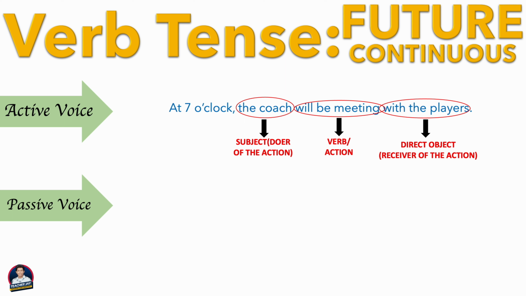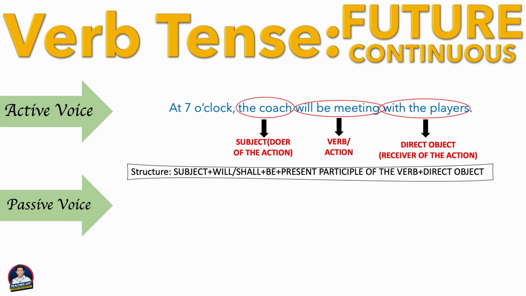It also answers the question who or whom. As you can see in this example, the subject, which is the coach, performs the action will be meeting with the players. This example uses the structure subject plus will or shall plus the word be plus the present participle form of the verb, which is meeting, and the direct object or the receiver of the action, with the players.